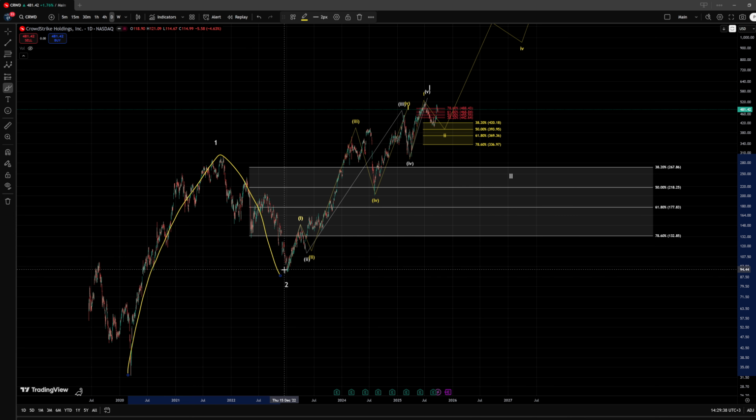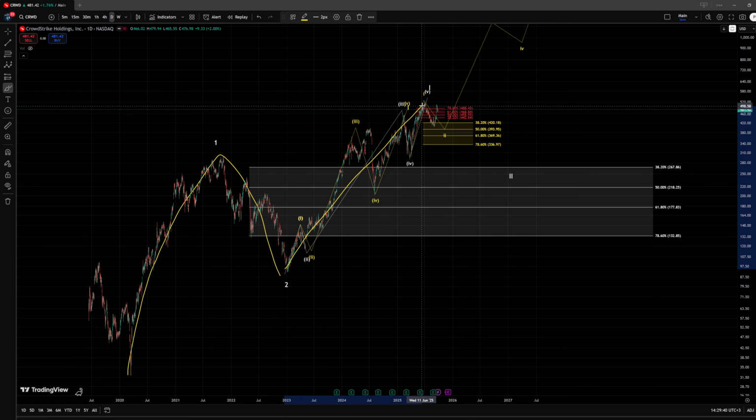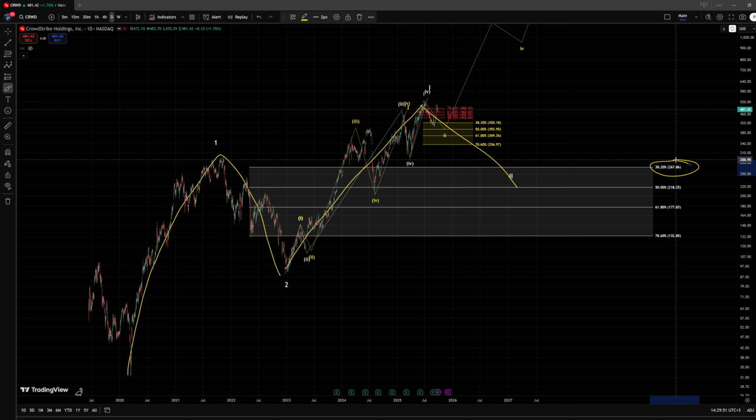Now in one of them, we are tracking another full wave 1 complete, and that would be the continuation of the white scenario, where now we would be looking for a larger correction within the wave 2, where we expect to reach the area between the $267 level all the way down to the $132 level at a 78.6% retracement.